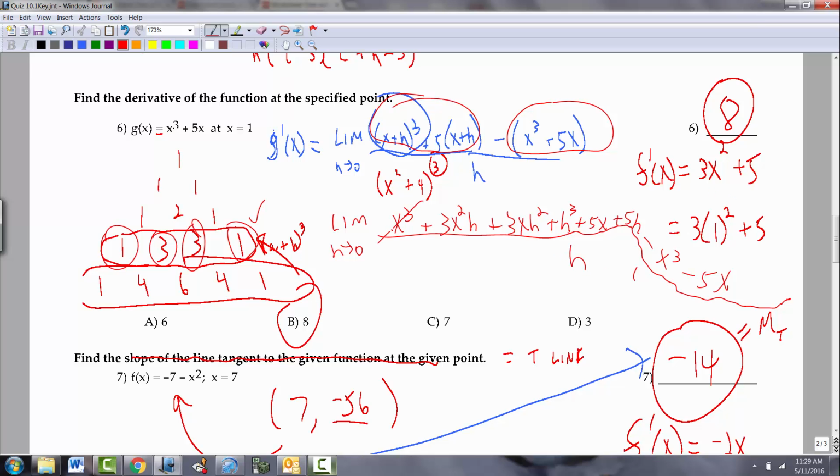And a whole bunch of good stuff happens. Basically, everything without an h. What happens, everybody? Cancels. Then the next step is we'll pull an h out. Limit as h approaches 0. Pull out that h already. And you have 3x squared plus 3xh plus h squared plus 5 all over h. Then when this cancels, you can plug in 0 for h, and you end up getting 3x squared plus 5.